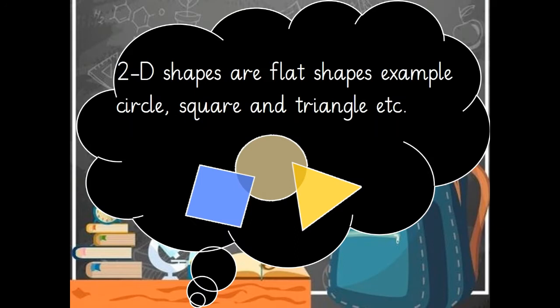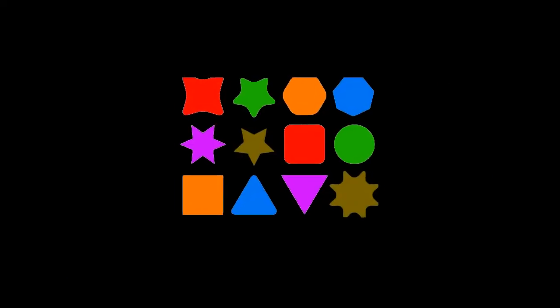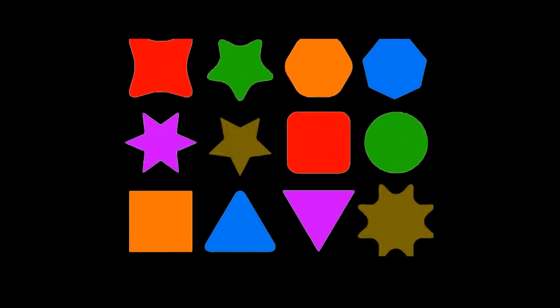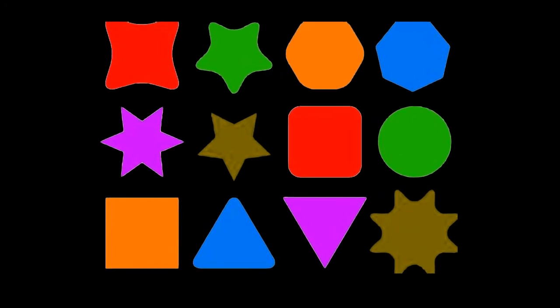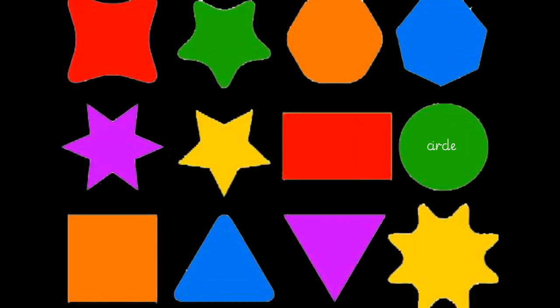What are 2D shapes? Bravo! 2D shapes are flat shapes. They have no width or height. Can you name some 2D shapes? Superb! A circle, square, triangle, rectangle, and so on.